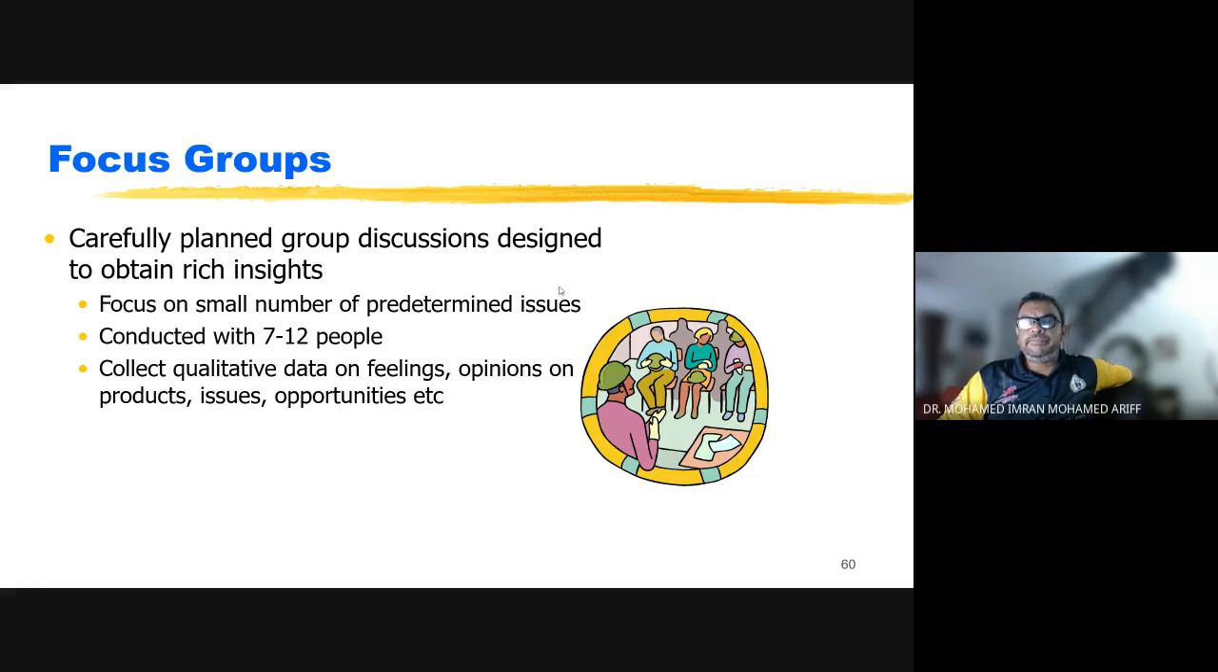Focus group. Okay, carefully planned group discussion. Ini Hamimi, this could be yours. Focus on small numbers of predetermined issues. So you tell them this is the issue. Jangan bincang pasal benda lain. Okay, this is the issue, we are looking at this. Conducted between 7 to 12 people, collect quantitative data on feelings, opinion, product, issues and opportunities. Okay, ini saya bagi satu contoh gambar lah.